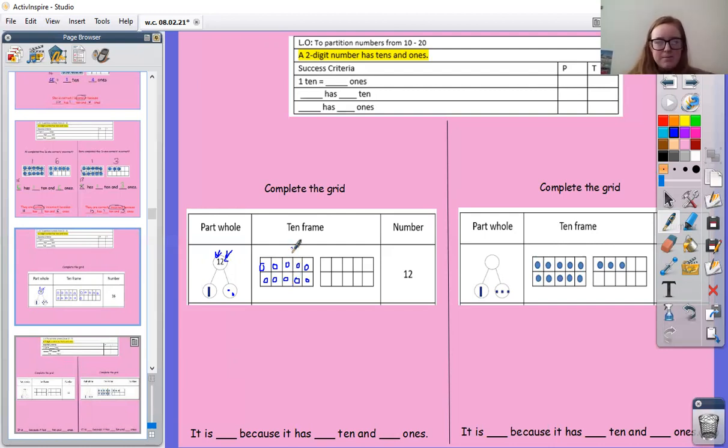This is my 1 ten. And now I need to do my 2 ones. So I can use my other tens frame and I can draw in 2 ones. 1, 2. So now I've got 1 ten and 2 ones. The number is 12. Fantastic.